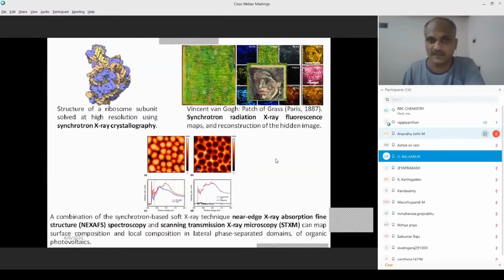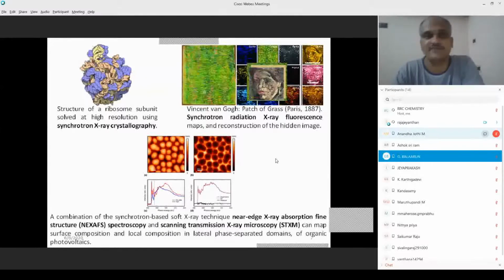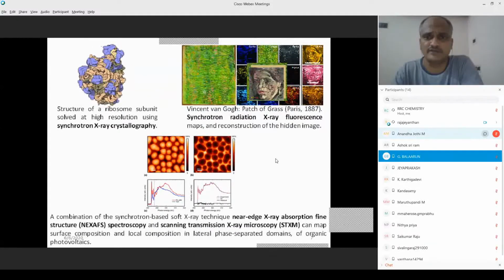Okay, so a lot of puzzles can be solved, and it is very interesting to use synchrotron radiation because it is a high energy radiation, and we can crack a lot of problems that the world is facing today.